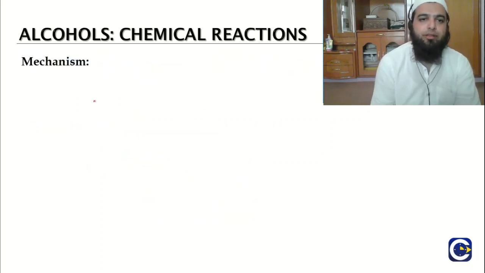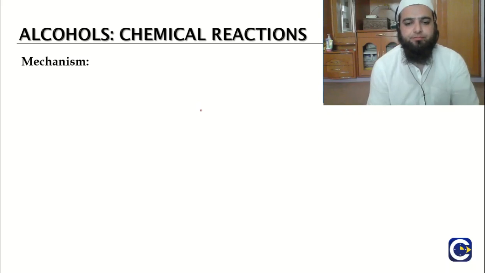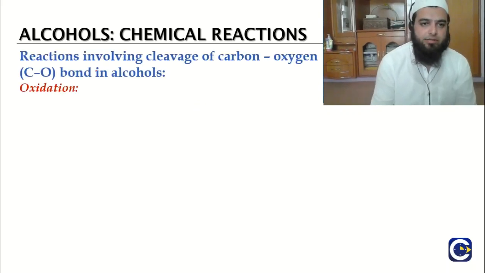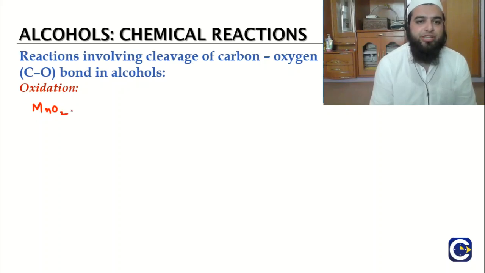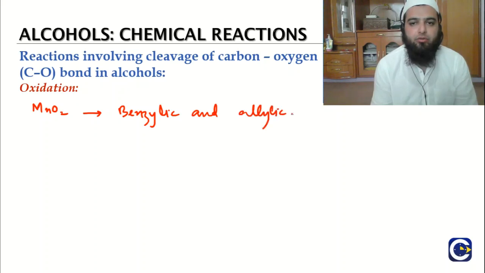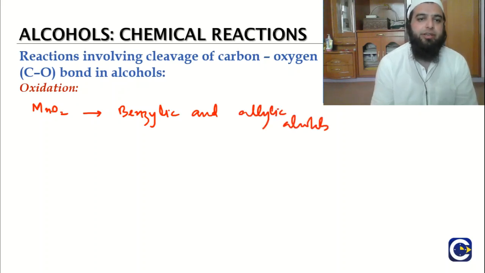Another important one that we are going to discuss, before discussing the mechanism, is MnO2. MnO2 is another very strong oxidizing agent, but it is used as a specific oxidizing agent. We can oxidize benzylic and allylic alcohols using this reagent. They are capable of only oxidizing benzylic and allylic alcohols. This we have to remember.